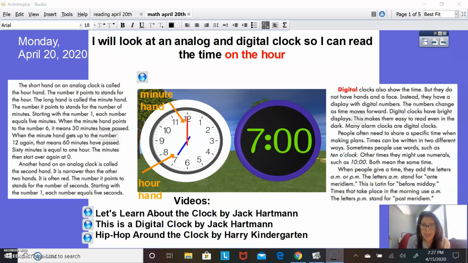When people give a time, they add the letters AM or PM. The letters AM stand for ante-meridiem. That is Latin for before midday. And then we also might use PM. The letters PM stand for post-meridiem. So if ante-meridiem means before midday, what do you think post-meridiem means? After midday, that's correct. Let's keep on going.